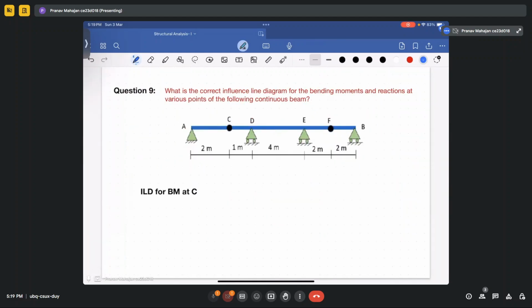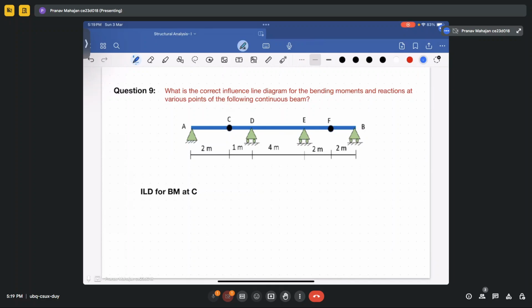Okay, so now a numerical question, on how we can determine the bending moment for different cases. In this question, what you are required to do is find the correct influence line diagram for bending moment and reaction at various points of the continuous beam. Suppose you are required to determine the bending moment and shear force at different points of the beam, how will you calculate? So for each case, we will see and then try to determine the influence line diagram.